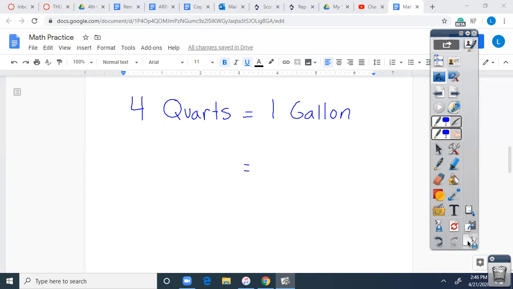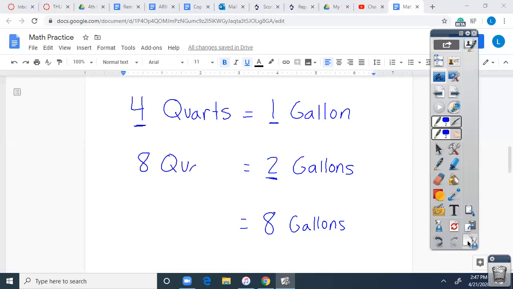So, question, how many quarts are in 2 gallons? Or 8 gallons? Let's think about that. How many quarts are in 2 gallons? So again, if 1 gallon is 4 quarts, then 2 gallons would be 2 times 4, so that's 8 quarts. 8 gallons would be 8 times 4, so that's 32 quarts. Okay.